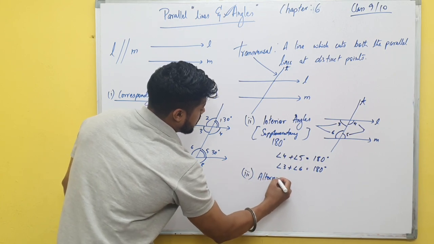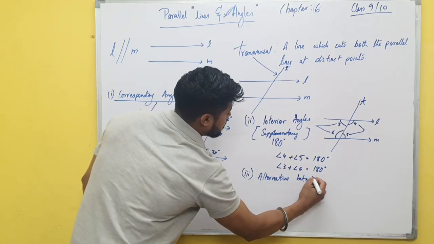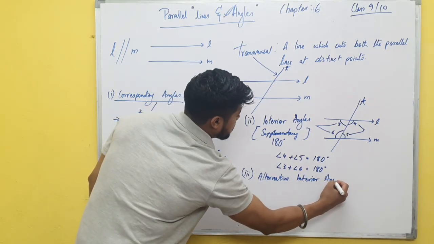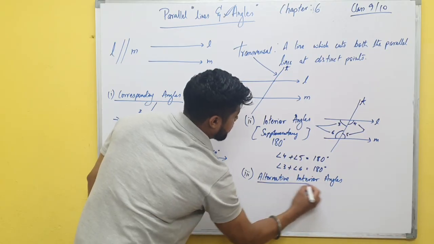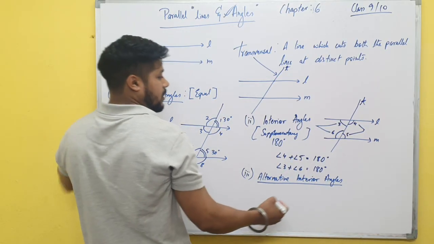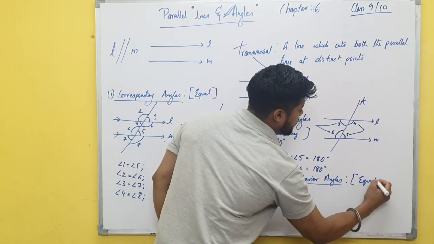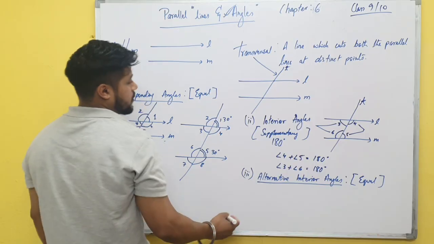Alternative interior angles. And remember, alternative interior angles are equal. Alternative interior angles are equal. Now let me show you.